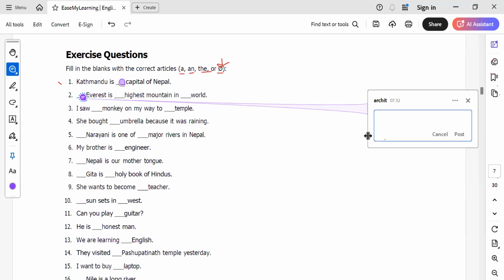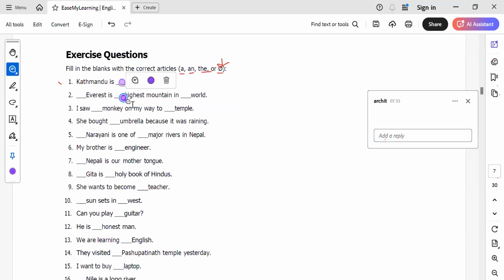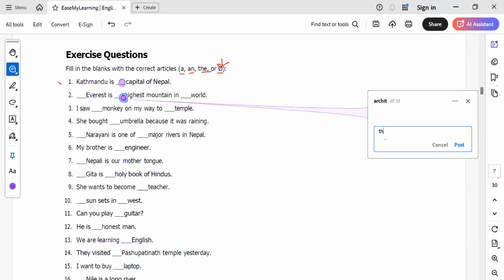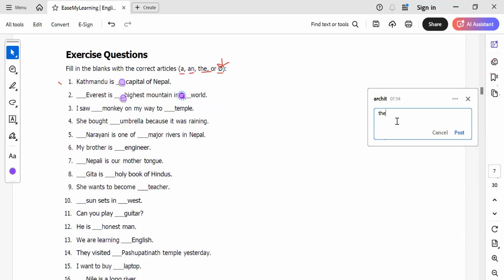Yeah, Archit, go ahead. So the second dash is "the" because we are referring to the highest mountain. So as we have specified, that will always be "the" to quantify it. And again, "the world" because we are referring to the entire world. We are not referring to a world.